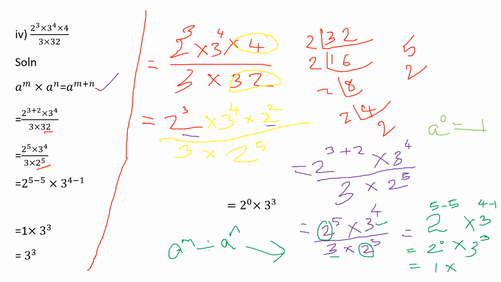1 into 3 power 3. The final answer we can write as 3 power 3. 1 into any number is the same number, right? So 1 into 3 power 3 is 3 power 3. Look at here, we got this answer. Is it clear now, children?